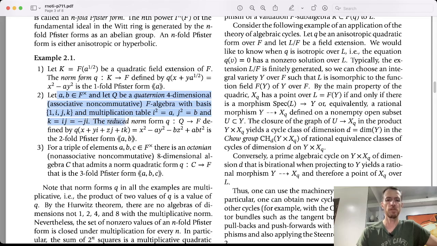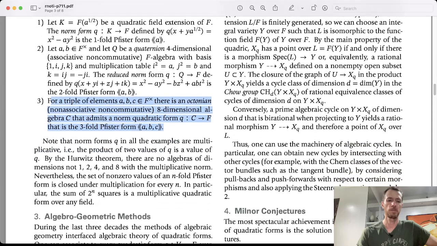The reduced norm form Q → F defined by Q(x + y i + z j + t k) = x² − a y² − b z² + ab t² is the two-fold Pfister form ⟨⟨a, b⟩⟩. For a triple of non-zero elements a, b, c of F, there is an octonion, non-associative, non-commutative, 8-dimensional algebra C that admits a norm quadratic form Q: C → F that is the three-fold Pfister form ⟨⟨a, b, c⟩⟩.